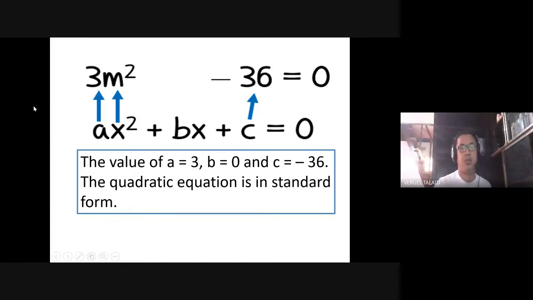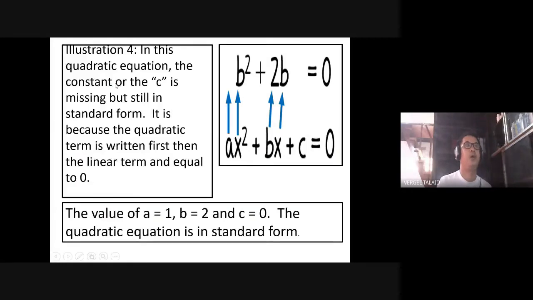If a is equal to 0, then that is no longer a quadratic equation. So how about, is this a quadratic equation in standard form? Yes, b squared plus 2b is equal to 0. So in this quadratic equation, the constant or the c is missing but still in standard form. It is because the quadratic term is written first, then the linear term, then it is equal to 0 since our c is equal to 0. So our a is 1, our b is 2, our c is equal to 0.